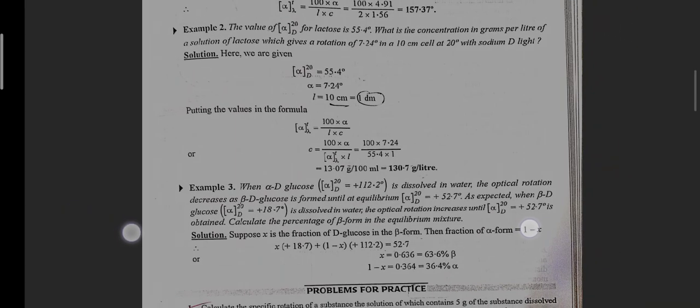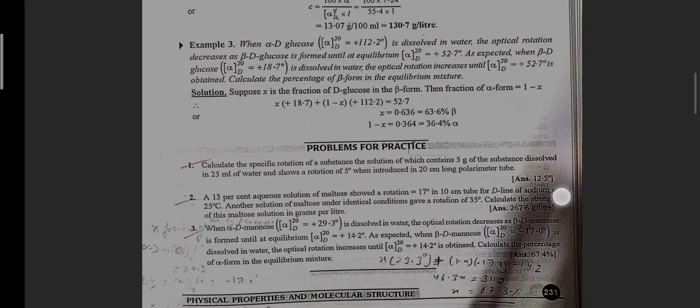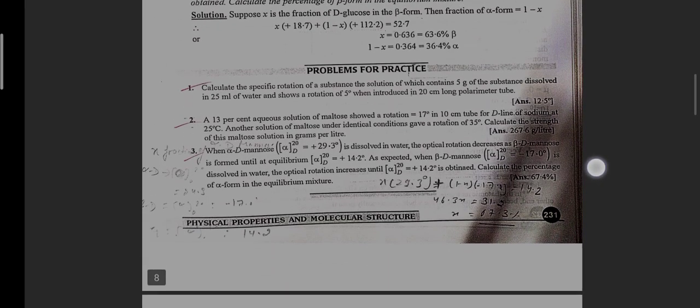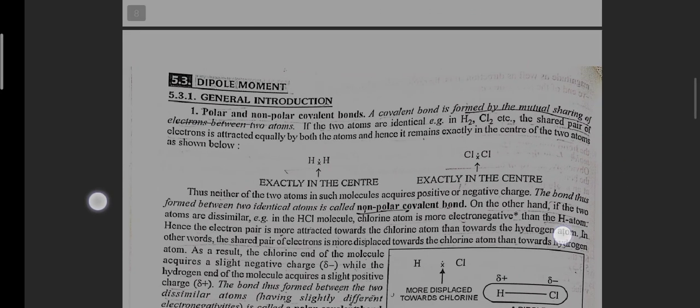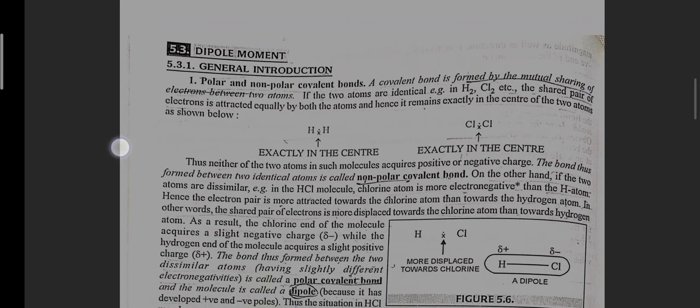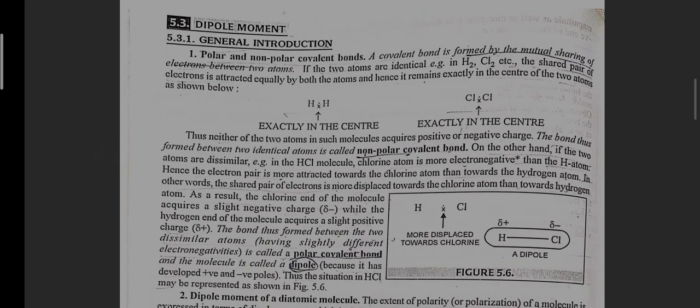These are some examples and numericals given. Next is dipole moment. General introduction of dipole moment. Polar and non-polar covalent bond.